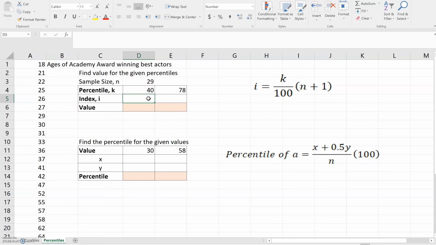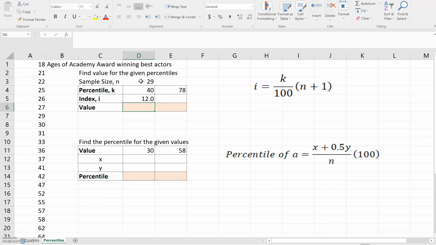So let's see what we get for percentile 40. I go in here, equals, since I'm doing a calculation, K is 40, divided by 100, times, and I need parentheses just like the formula, and then the sample size plus 1. Now I could have just typed in 30 down there instead of doing that calculation, but I want to be able to copy this over to other cells, and so I'm going to show you how we do that.